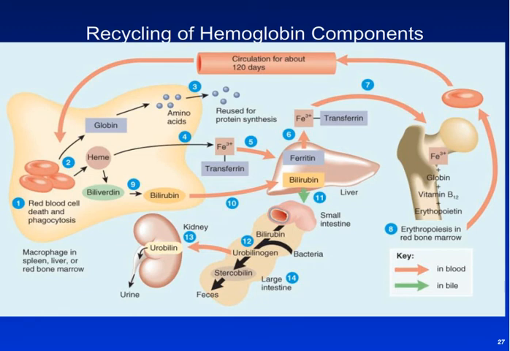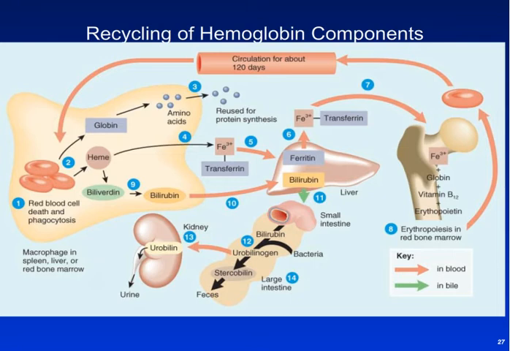Let's start at number one, where we have red blood cells that are dying and being phagocytized in the liver or the spleen. Remember, phagocytosis just means being eaten by another cell. As those red blood cells are eaten and destroyed, the globin molecules, the protein, is going to be cleaved or broken down to amino acids. These amino acids are going to be transported through the bloodstream to other areas in the body where they can be used to make other proteins or perhaps make more hemoglobin.